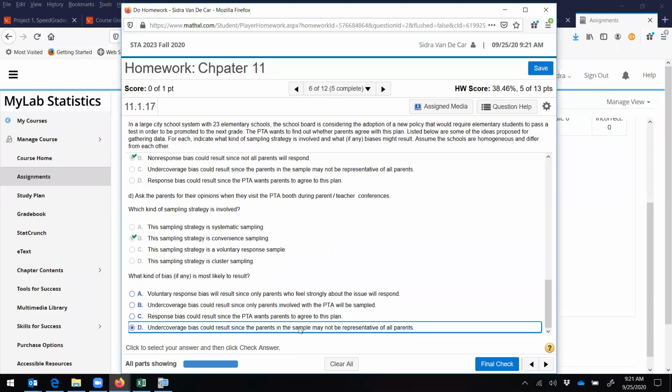Oh, sorry, I didn't read low enough. Under coverage bias. Again, if it's a convenient sample, it's not going to be representative of the population.